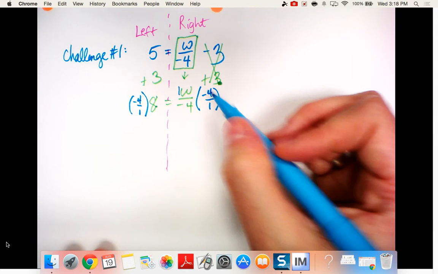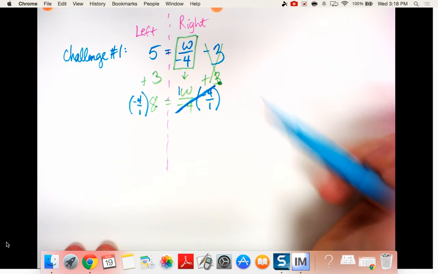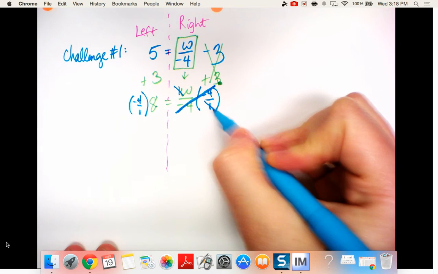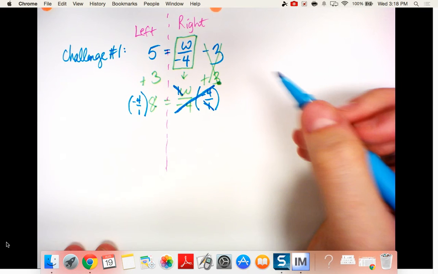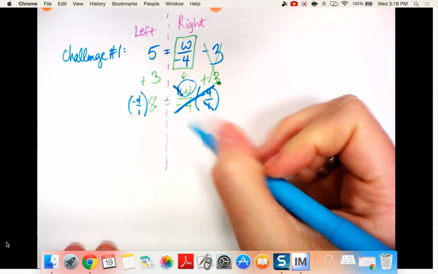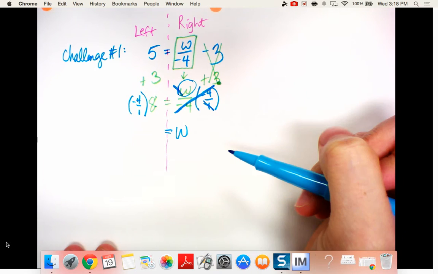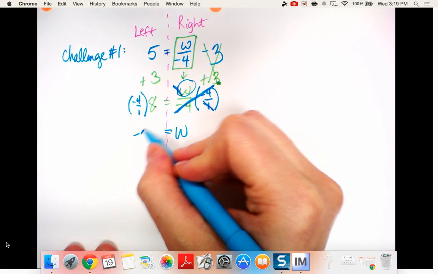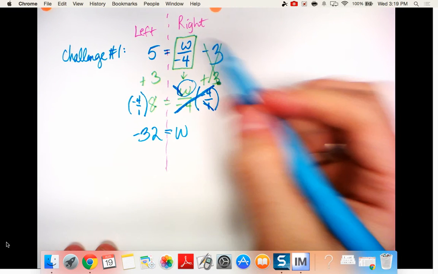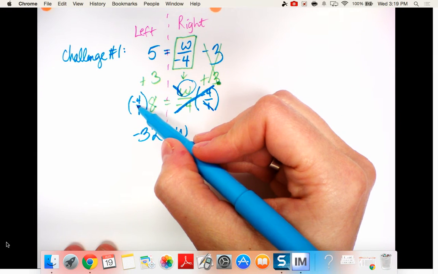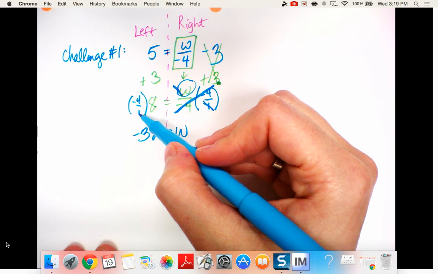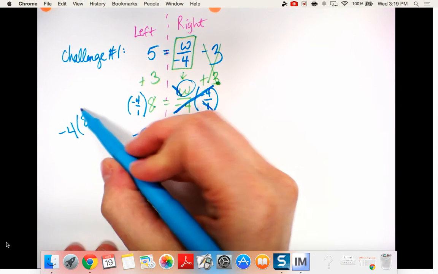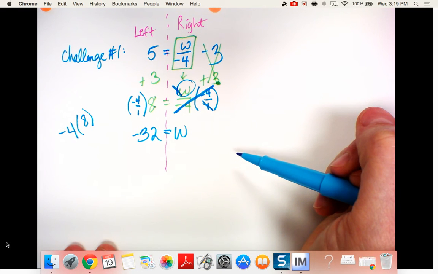So on the right side, these divide to 1, and 1 divided by 1 is 1. And so we're left with the W to bring down. And then -4 times 8 is -32. Now, -4 over 1 is the exact same thing as -4. So that's why you're just multiplying the -4 by the 8.